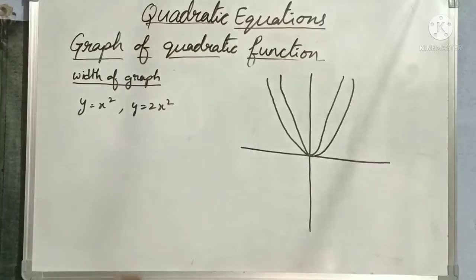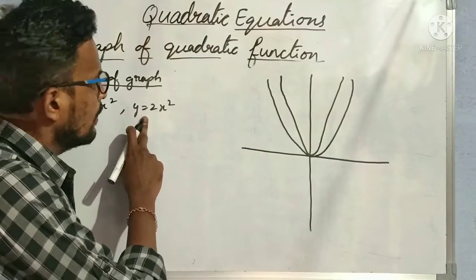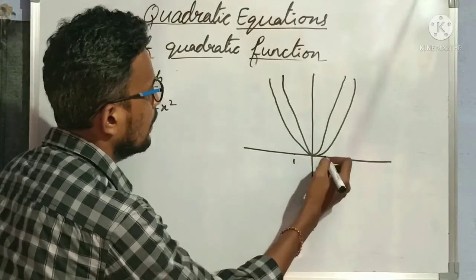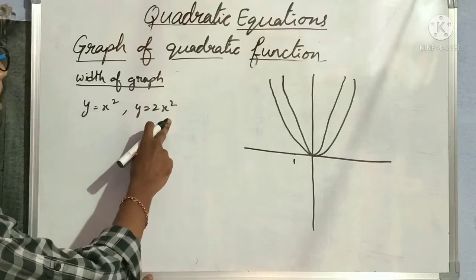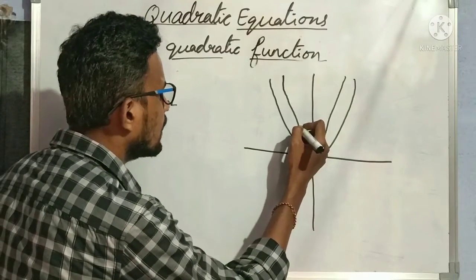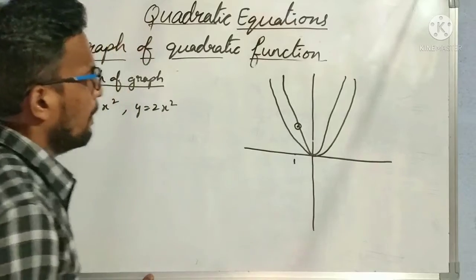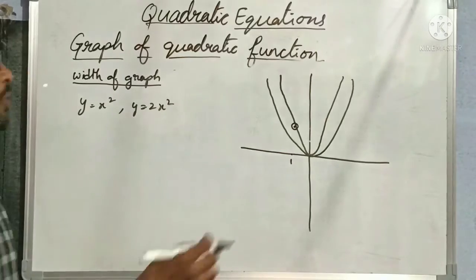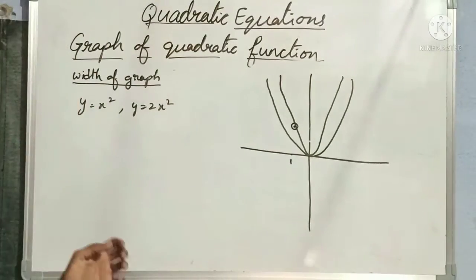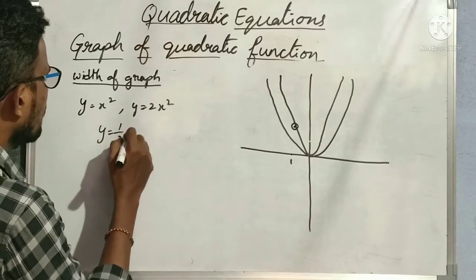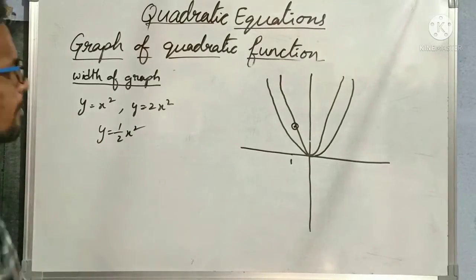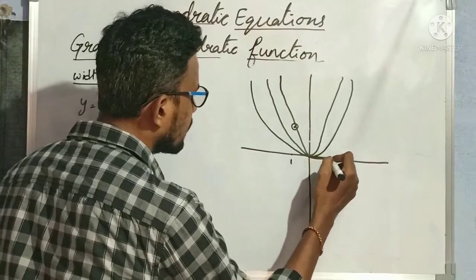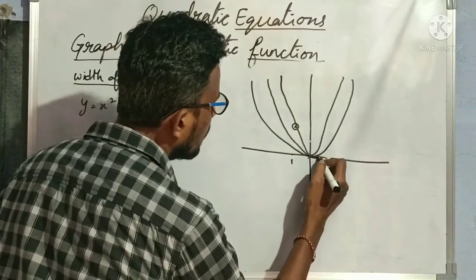Understood? Why? Because when we take y value as 1, then we are getting x value as 2, right? So when x value is 1, our y value becomes 2, means here somehow. Understood? That's why the width will be very less when compared to y is equal to x square. Clear? How about y is equal to half x square? This will be somewhat, still it will be extended like this. Understood?